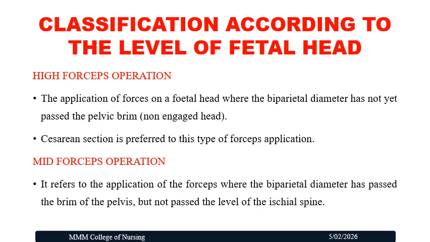Next, coming on to the classification according to the level of the fetal head. First is high forceps operation. Here the forceps can be applied on the fetal head when the biparietal diameter has not yet passed the pelvic brim, which means it is not engaged. If the fetal head is not engaged, we can apply this high forceps operation. And here cesarean section is preferred to this type of forceps application.